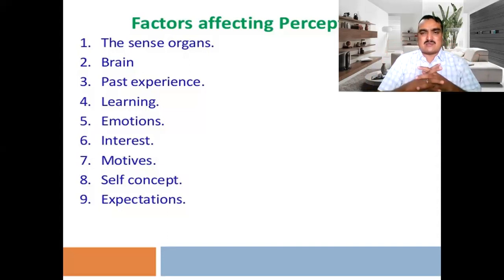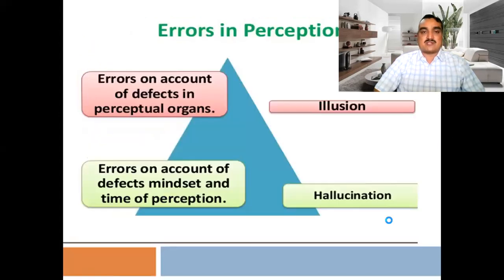So there are some selected factors which directly or indirectly influence perception. If you are asked to write what are the factors affecting perception, you have to write these: the sensory organs, the brain, past experiences, learning, emotions, interest, motives, self-concept, as well as the expectations from our side are known as the factors which affect perception, I can say.